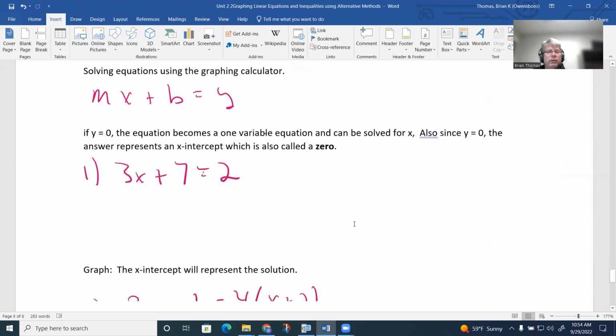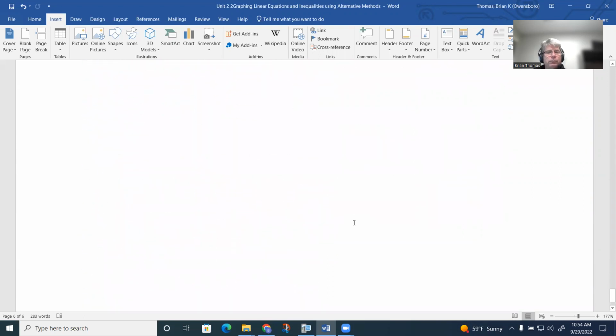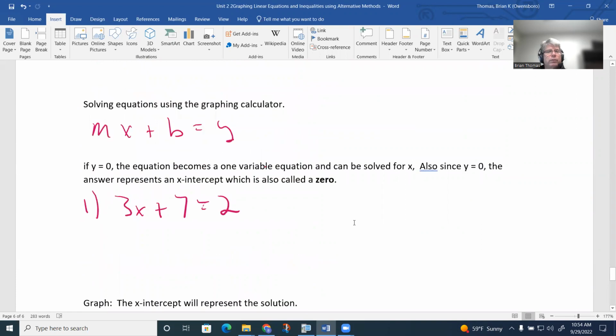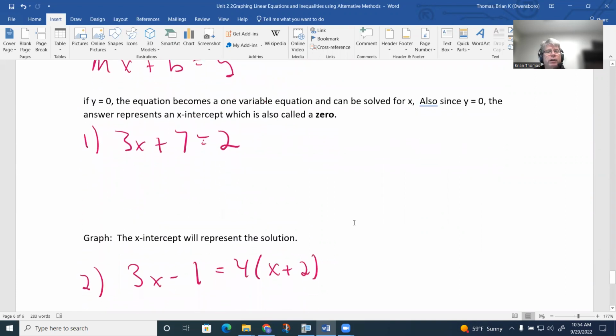So another thing we have going on is solving equations using the graphing calculator. If y is equal to 0, the equation becomes a one variable equation and can be solved for x. Also, since y equals 0, the answer represents the x-intercept. This can be called what we refer to as a 0.